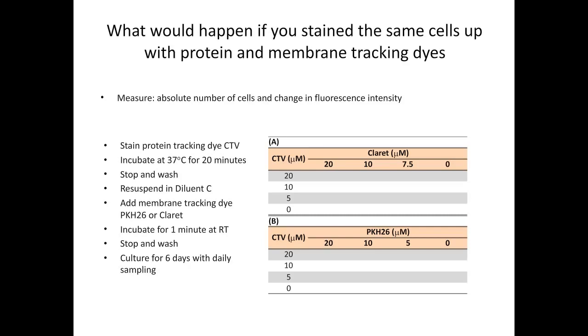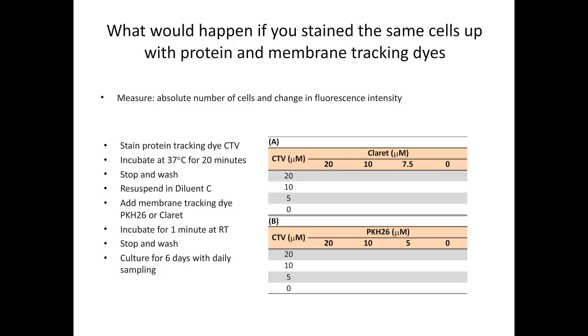So we stained the cells up with the tracking dye, in this case cell trace violet. Then we incubated those for 20 minutes, did some washing, then we stained them up with the PKH26 or the claret dye, did a quick incubation, stopped, washed, and cultured them for 6 days.